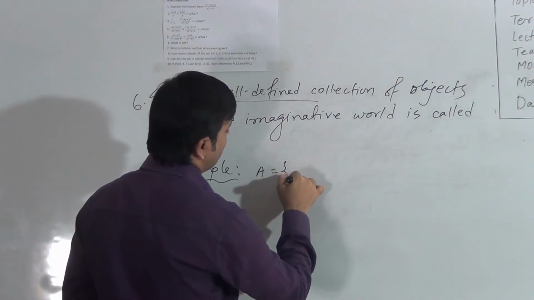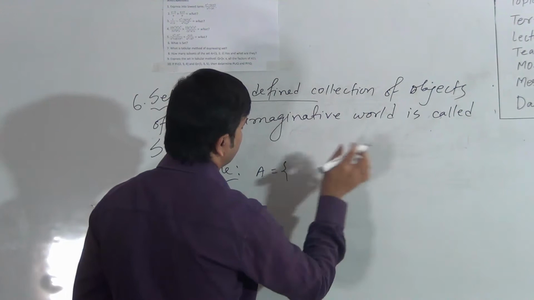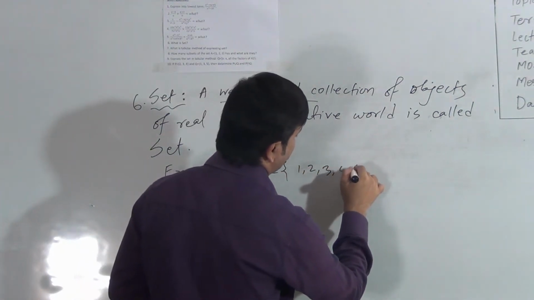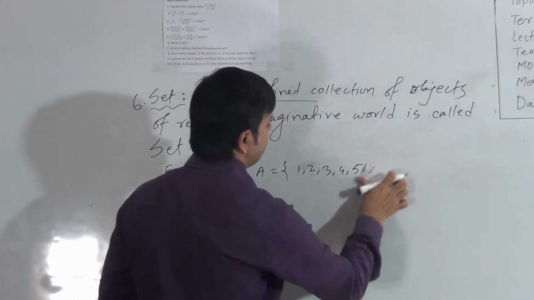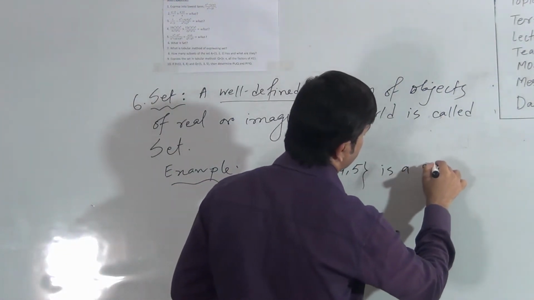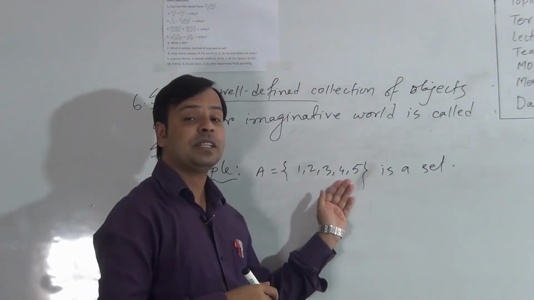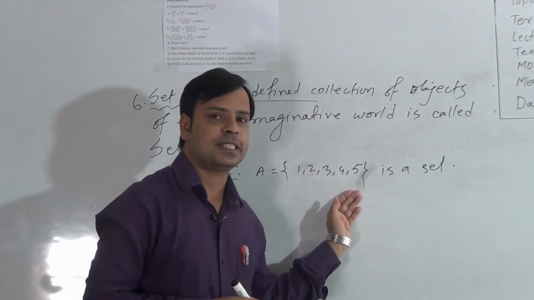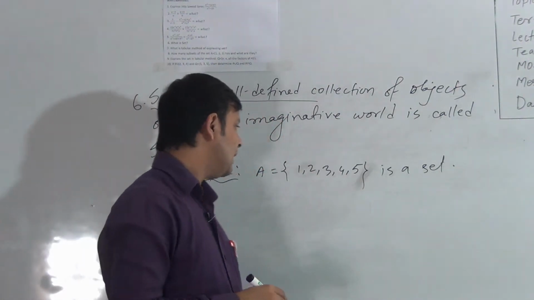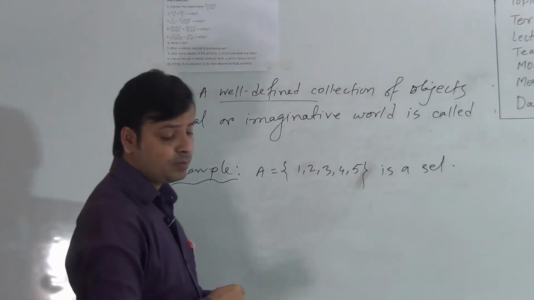A equal to 1, 2, 3, 4, 5 is a set. Here the elements of A, these are known as elements of A. These are fixed here. So this is well defined. Okay, dear students, I have solved question 6. Now I will solve question 7.